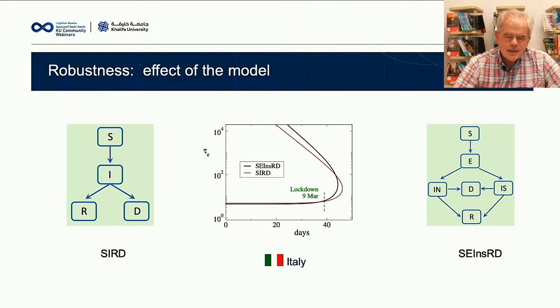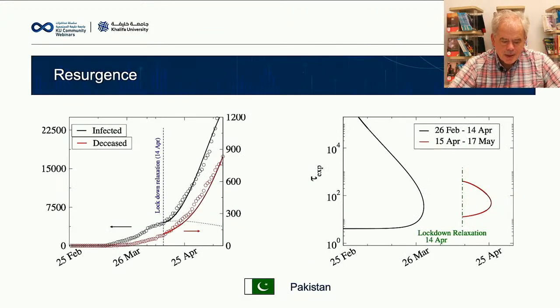We look at different features of the evolution of the pandemic. One of them was the resurgence. That is when the pandemic seems to die out, but then for some reason, probably because of changing policies, probably because of changing the habits of the population, then the outbreak starts up again. So we examine the case of Pakistan. You see here on the left, the number of infected population and the number of diseased population.